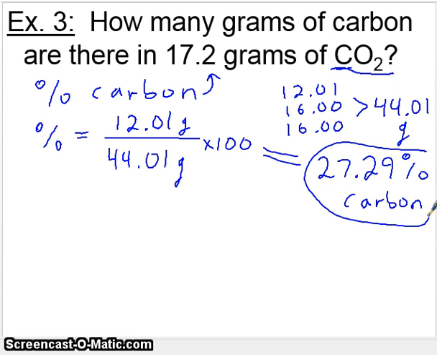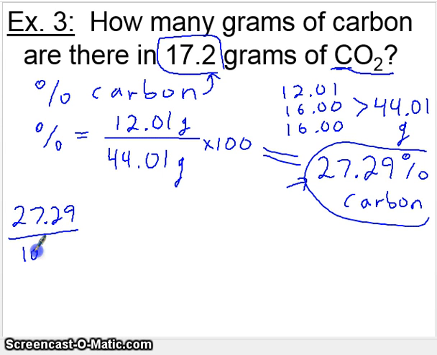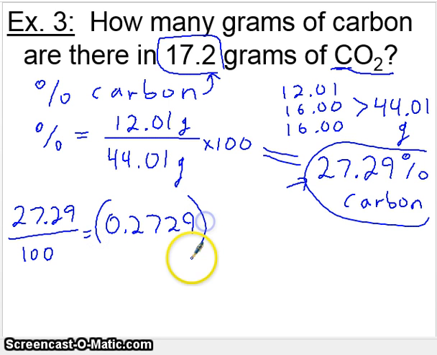So we've done this before, and now we apply this percent to our total mass. Our total mass is 17.2. So we'll undo the percent by dividing it by 100. Now if you divide this number by 100, effectively you're just moving the decimal place twice to the left. You can try it. I'll go ahead and set it up. 27.29 divided by 100. You get 0.2729. And then you multiply this number by the total.